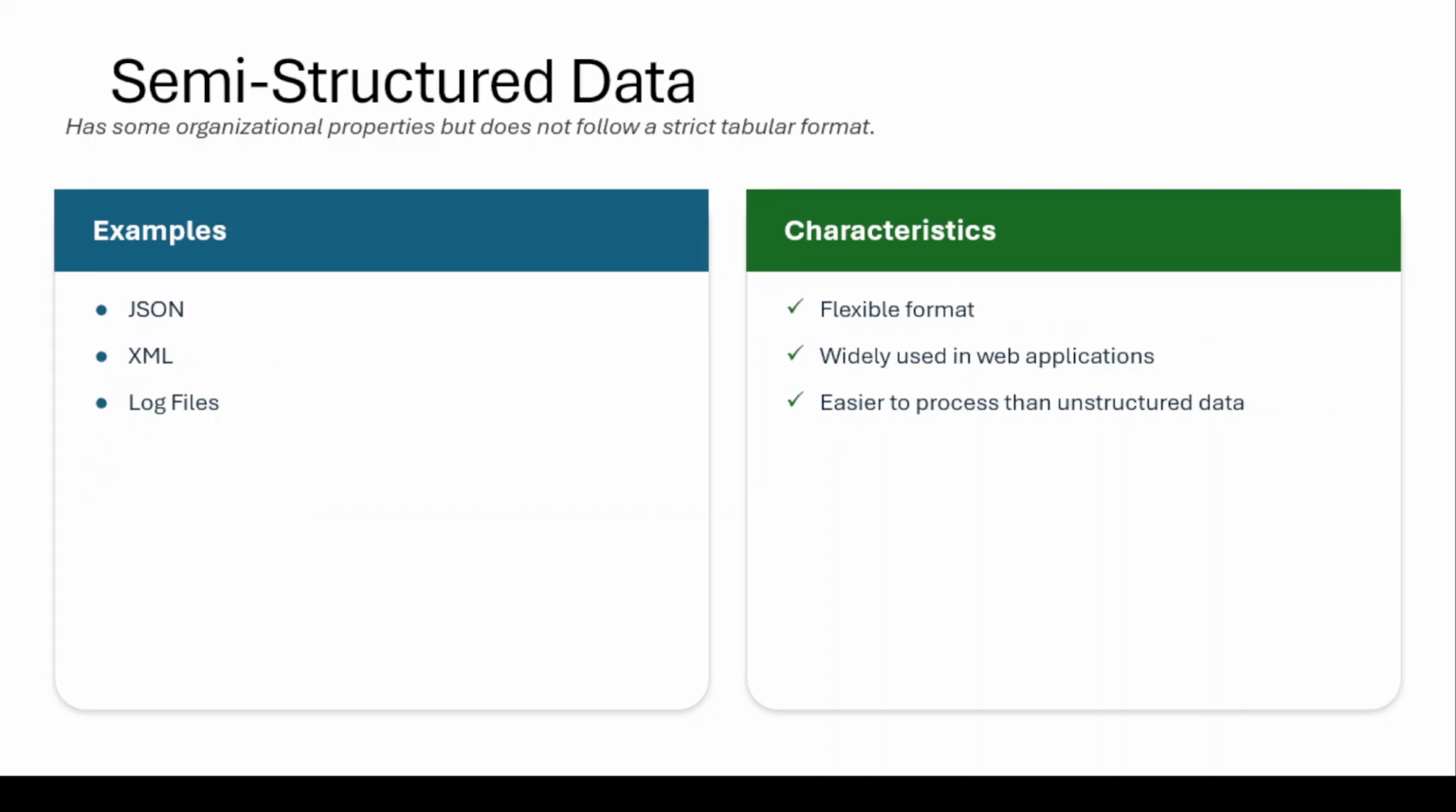Then semi-structured data has some organizational properties but does not follow a strict tabular format. Examples are JSON, XML, log files. The characteristics: flexible format, widely used in web applications, and easier to process than unstructured data.